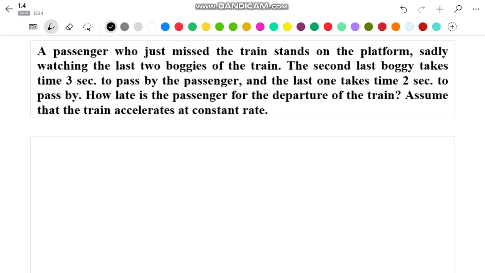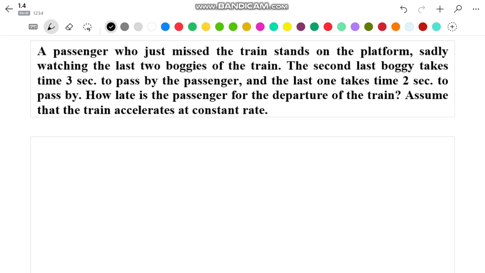The second last bogie takes 3 seconds to pass by the passenger, while the last one takes only 2 seconds to pass him. Now we have to find how late the passenger is for the departure of the train, and in this particular problem, we have to assume that the train accelerates at a constant rate.